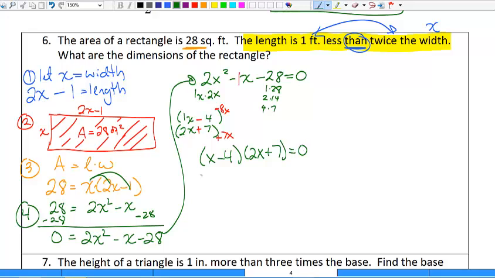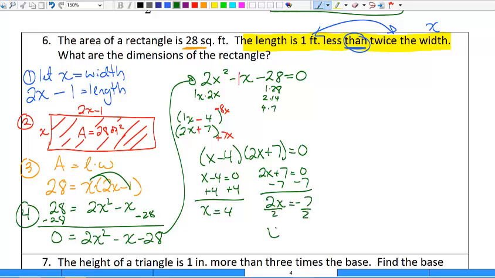Okay, so then I'm going to set each of these factors equal to 0 and solve. X equals 4. And x equals negative 7/2. Whew, that was a long time ago that I told you what x was, right? So good thing we wrote it down, because I've forgotten which one was x. But because I've written it down, x is width, we are talking about widths here. We have two solutions for the width, 4 and -7/2.